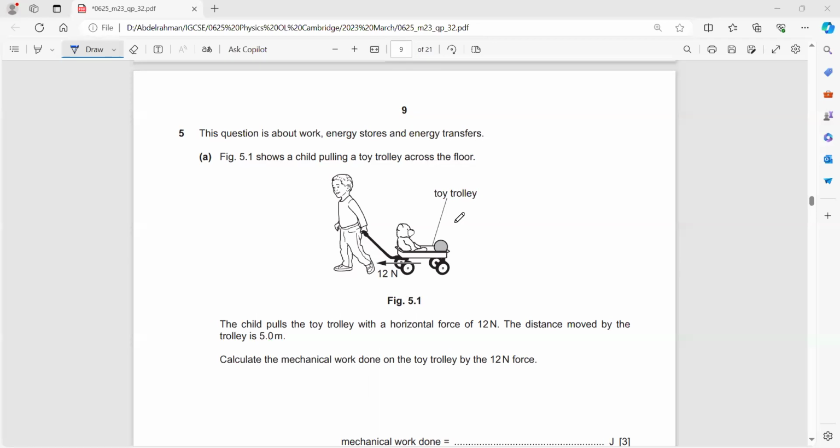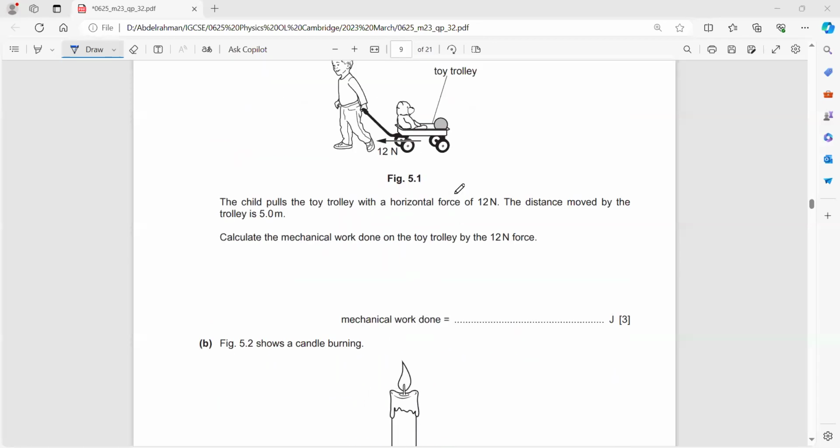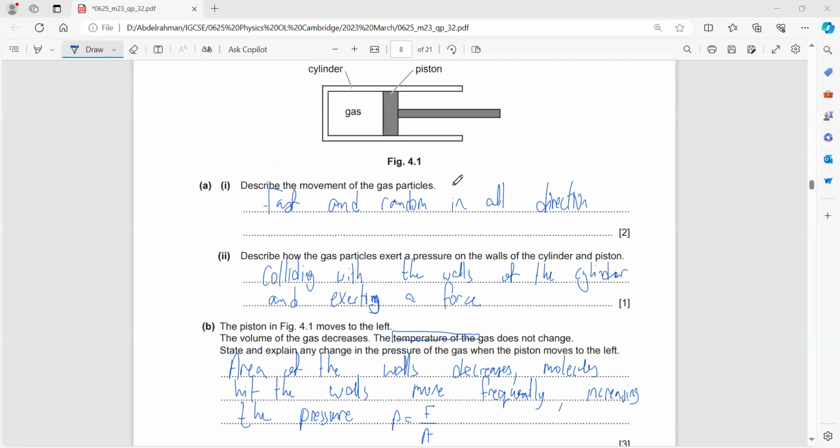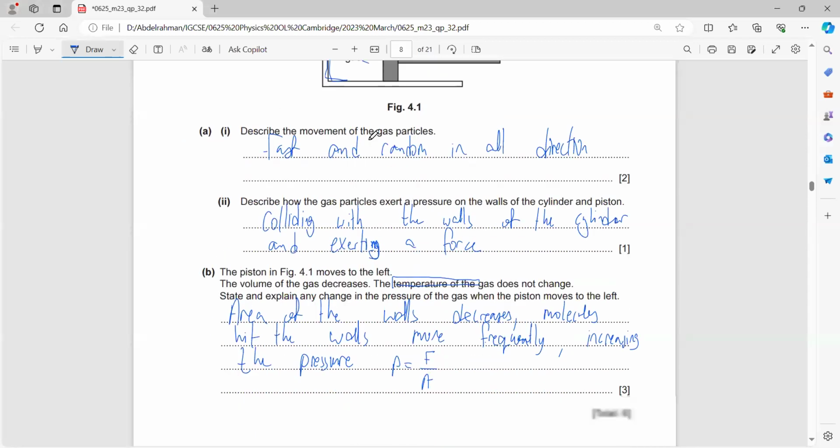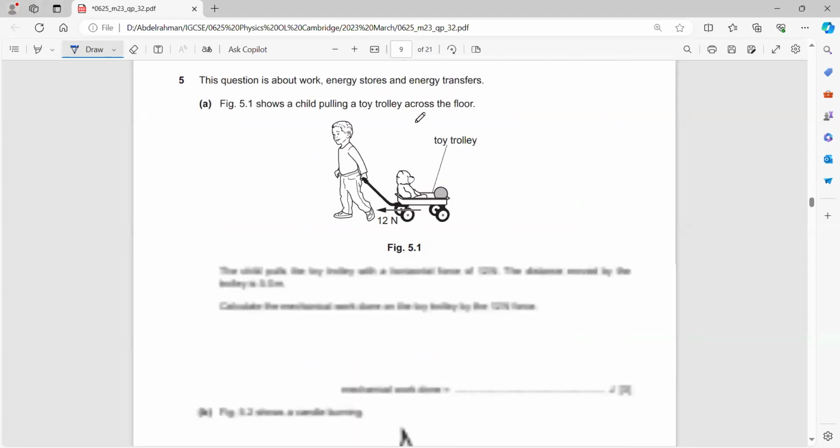Is area the volume or the area? It has to do with the inner area. The inner area of the cylinder has decreased because it moved to the left. So it has to do with the inner volume. Yes. Moving on to the next question.